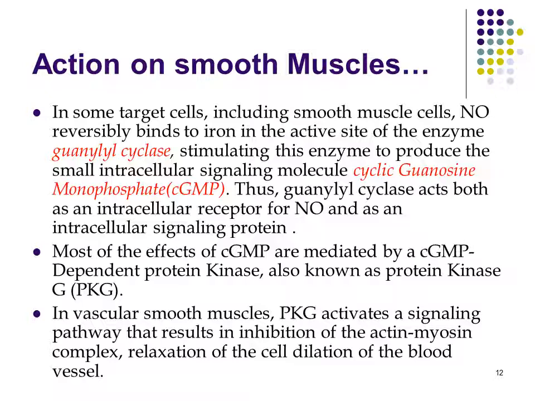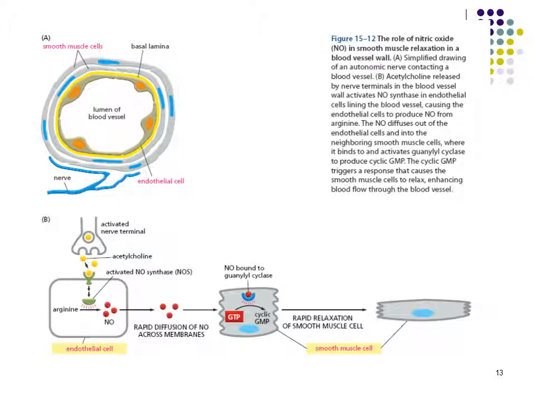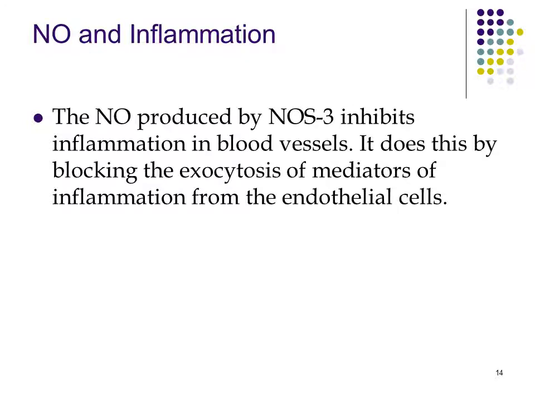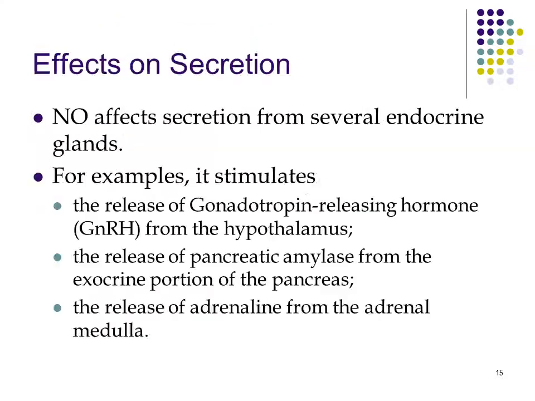Most of the effects of cGMP are mediated by cGMP-dependent protein kinases, also known as protein kinases G. In vascular smooth muscles, PKG activates a signaling pathway that results in inhibition of the actin-myosin complex, relaxation of the cell, and dilation of the blood vessels. As you can see in this diagram clearly, the NO produced by NOS3 inhibits inflammation in blood vessels. It does this by blocking the exocytosis of mediators of inflammation from the endothelial cells.